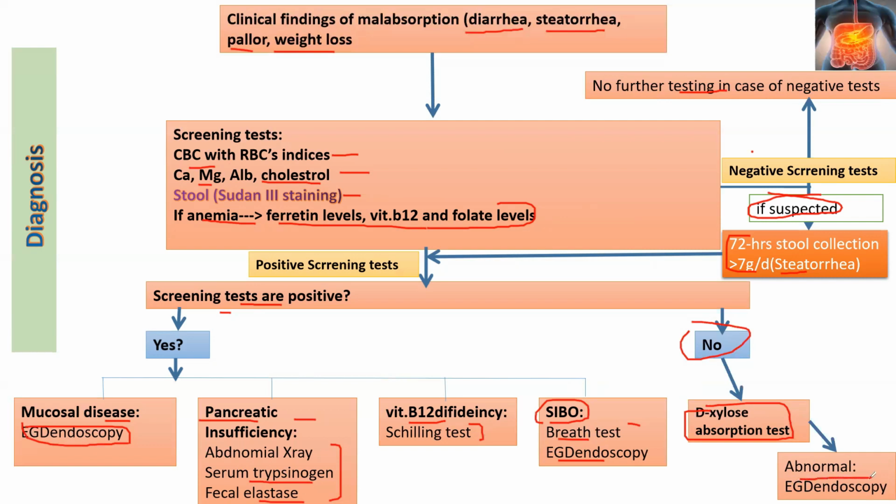So we do the esophagogastroduodenoscopy to confirm. If the xylose absorption test is normal, there's no problem in the mucosa. The mucosa is normal, but there is a deficiency in the pancreas. Then we do the abdominal X-ray, check the level of serum trypsinogen, and go for the fecal elastase to know whether there is pancreatic insufficiency, because of which there is no absorption of the fats. That is the diagnosis part at the end.